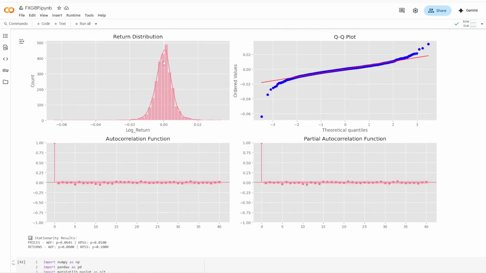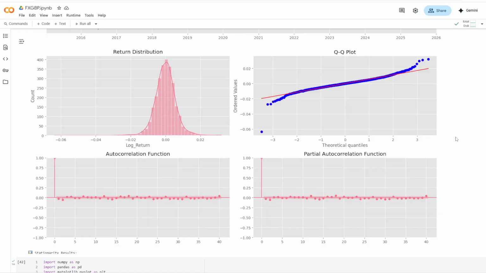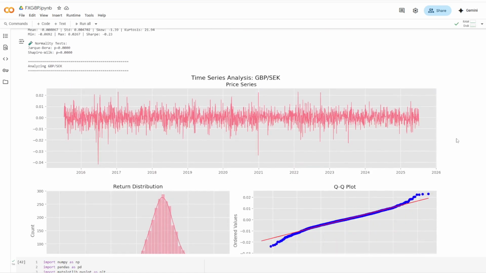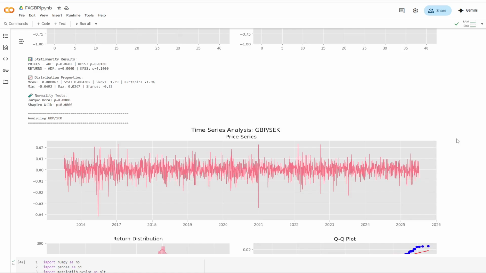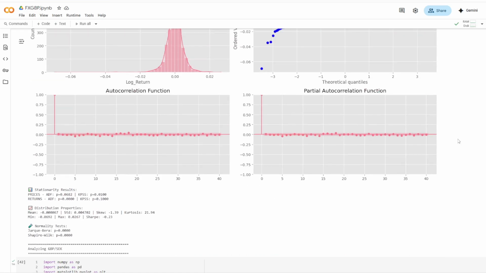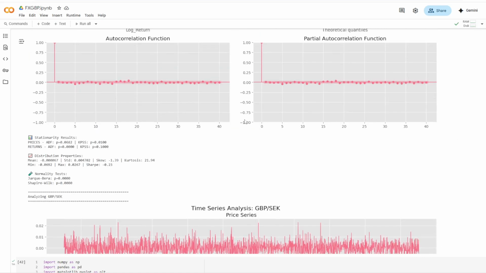And yeah, the return distribution is a Gaussian distribution. It's more or less centered and symmetrical around 0, so we can presume it's a standard normal distribution. So currencies in this regard don't have very particular descriptive statistics data, except for the kurtosis.